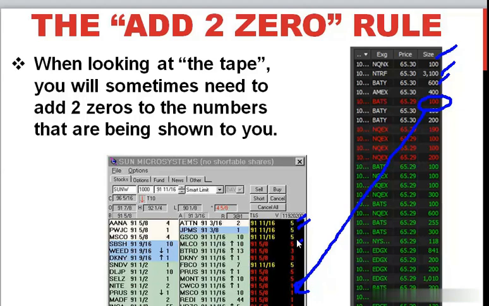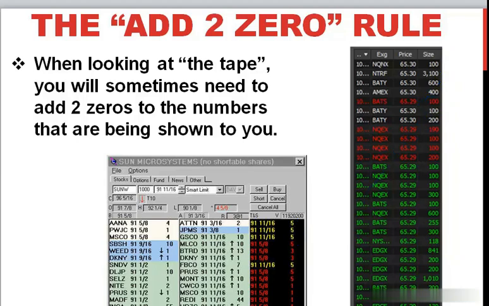My personal broker that I use, I have to use the add 2 zero rule because they don't show me the actual size. I see lots of 5s and 1s and all that stuff. So that's my broker, and you'll see some of that later on. But just keep that in mind when it comes to the tape. You want to make sure that you're getting some sort of perspective. Now, is this going to make or break you? Absolutely not.